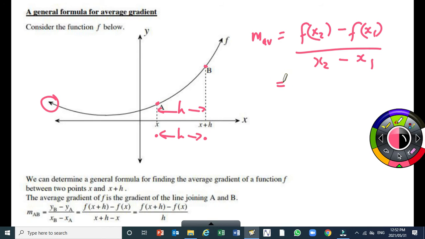So if I substitute my x value in this case here, my f of x2 will be the value of x at B. So at B here, our value for x, okay, I'll write it as x plus h, and the value for y, it will be f of x plus h. Okay, and at A, the value of x there is going to be x.